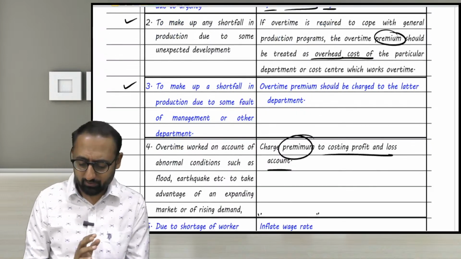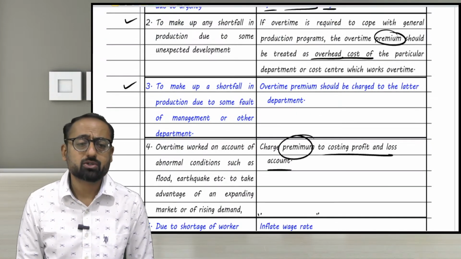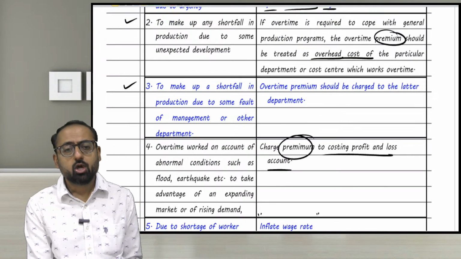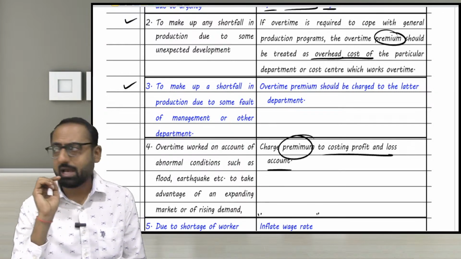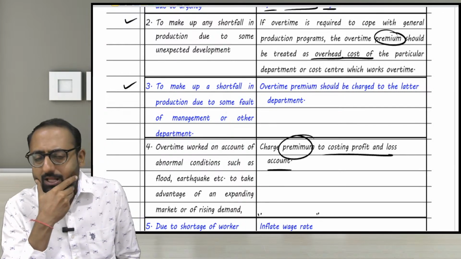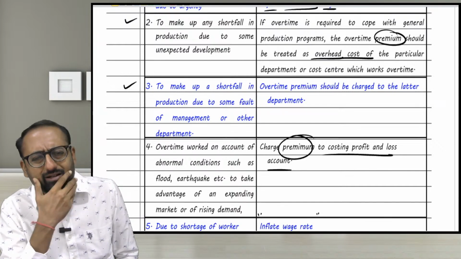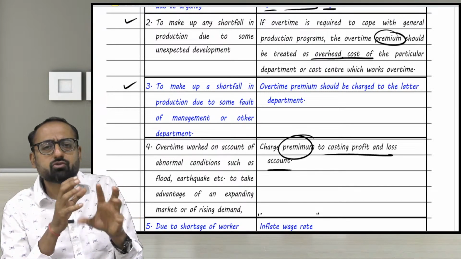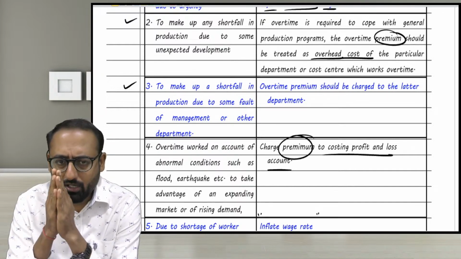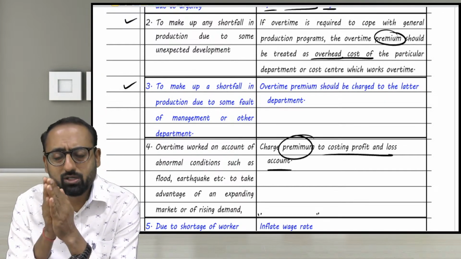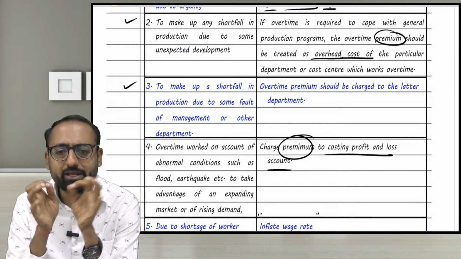Now, the third situation: overtime is worked because of the fault of any other department. As we have taken one example, overtime is worked because of the fault of the purchase department. In such a situation, whatever premium you are paying will be recovered and charged to the department that is in default.